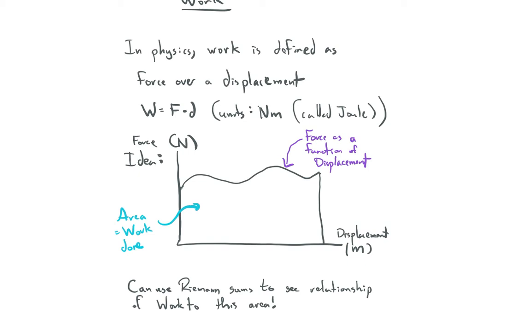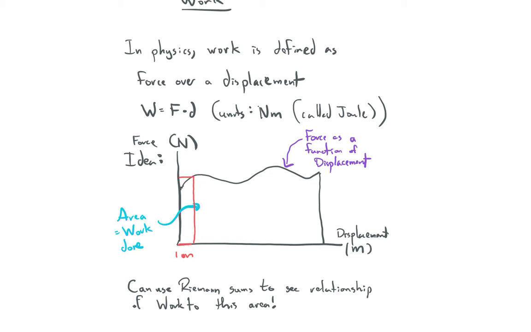Using the idea of Riemann sums, maybe we want to see how much work we did over 1 unit here. So let's say this here is 1 meter. Let's say we're in meters. Then we can estimate the work done by this rectangle here, this right-hand rectangle, where we're taking the height of it to be the function value at the right end point of this rectangle.